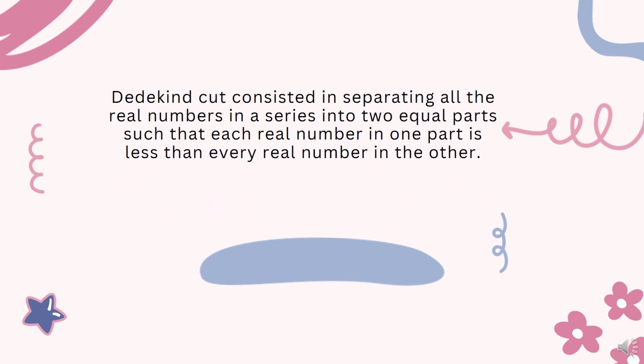Dedekind cut consisted in separating all the real numbers in a series into two parts, such that each real number in one part is less than every real number in the other.